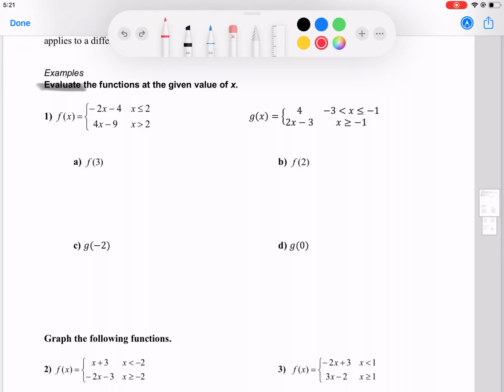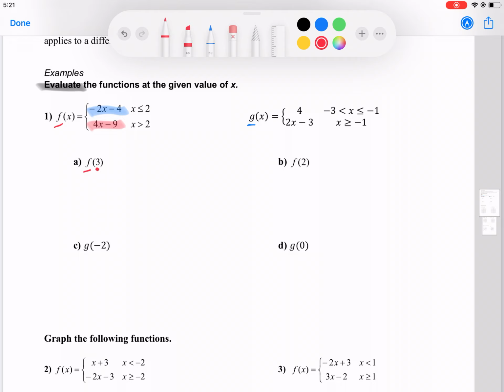First thing on this problem, notice how there's f of x and then there's also the g of x. You need to make sure that you match up the correct problem. So for letter A, since it's f of 3, we're going to use the f of x equation. So after we determine that, then we have to figure out if we're using this top negative 2x minus 4 or the 4x minus 9. And that's based off of the number that's inside the parentheses.